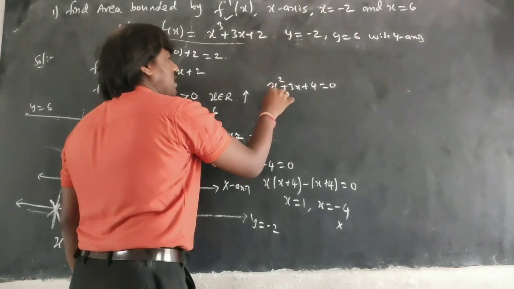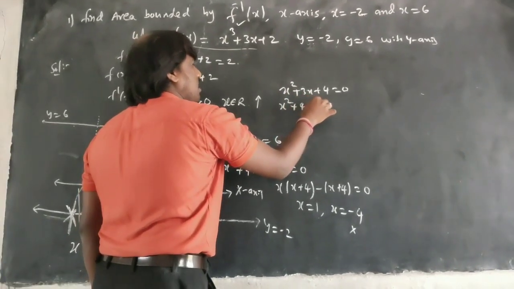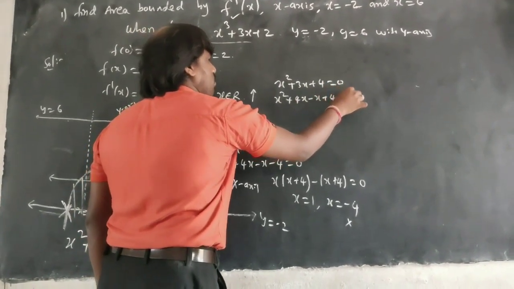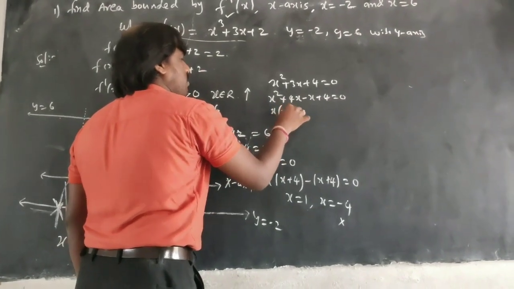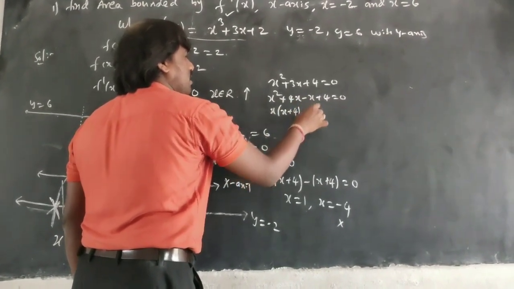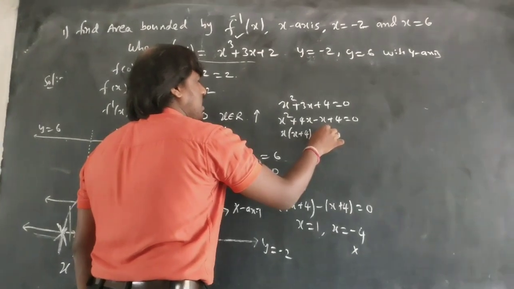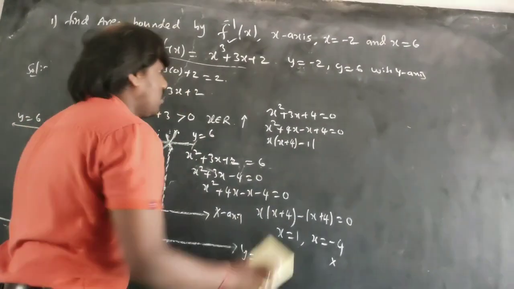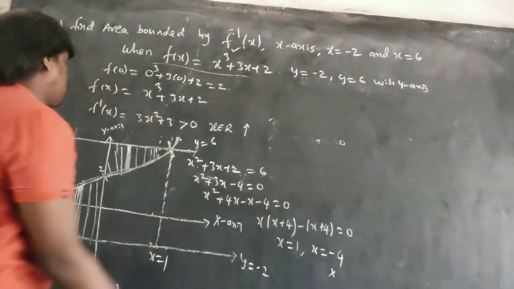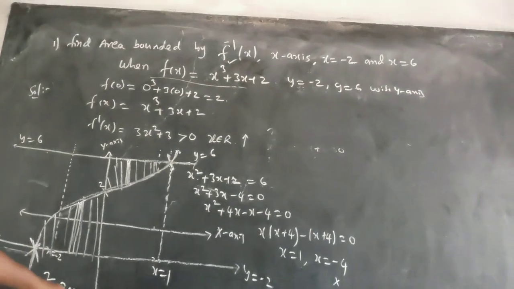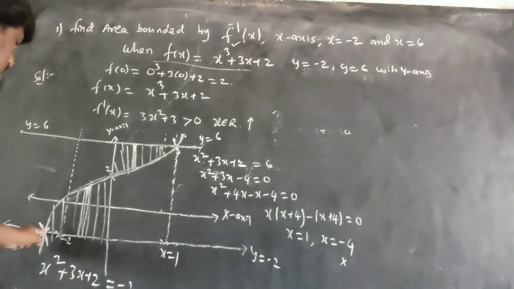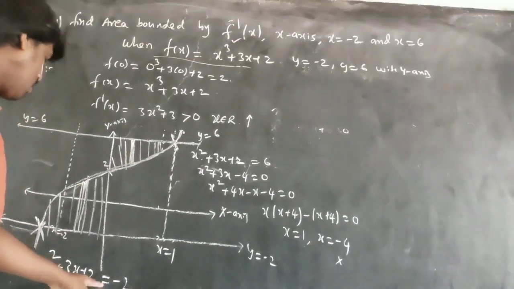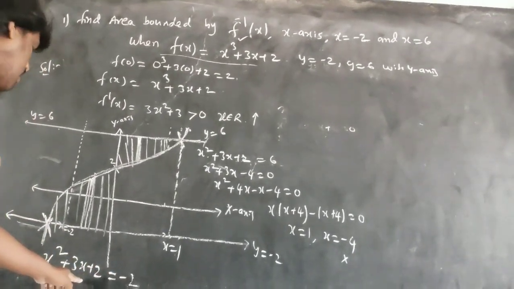Let us factor: x square plus 4x minus x plus 4 is equal to 0. Taking x common, x plus 4 minus 1 common. So this is not going to work here. x square plus 3x plus 2 is equal to, the intersecting value is minus 2. Minus 2 sent here becomes plus 2.